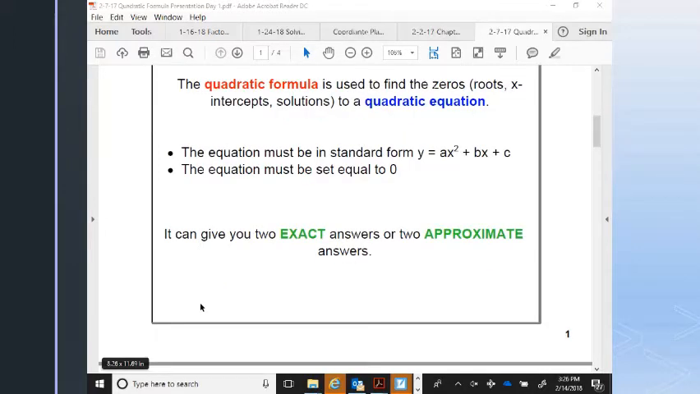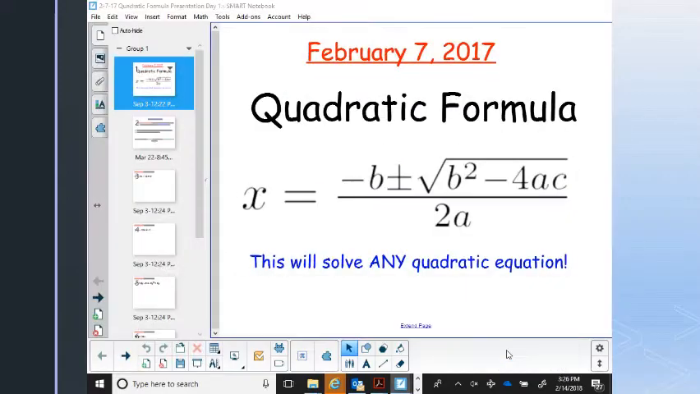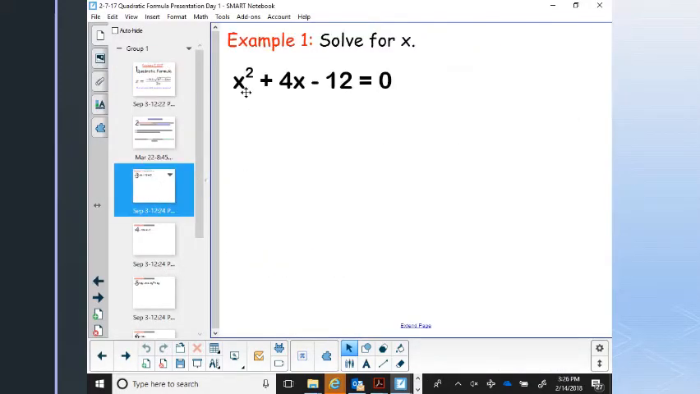So, let's look at a situation where we have to use the quadratic formula to solve. The example says x squared plus 4x minus 12 equals 0. Okay?